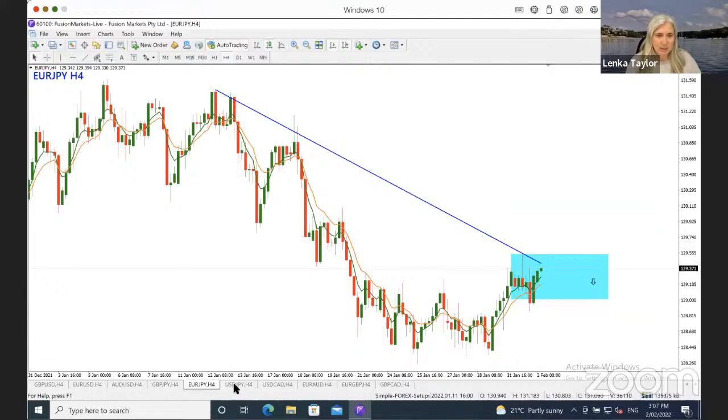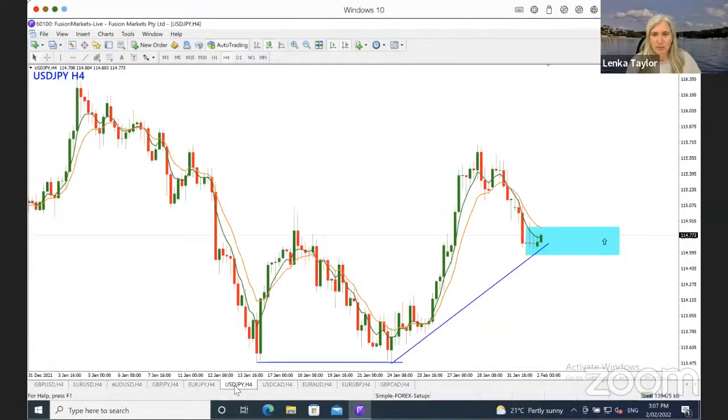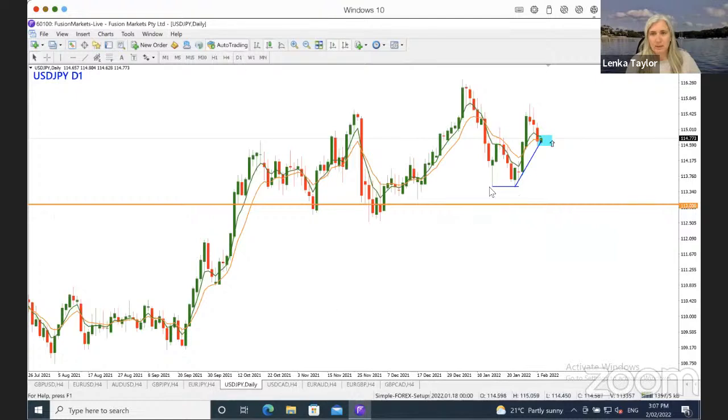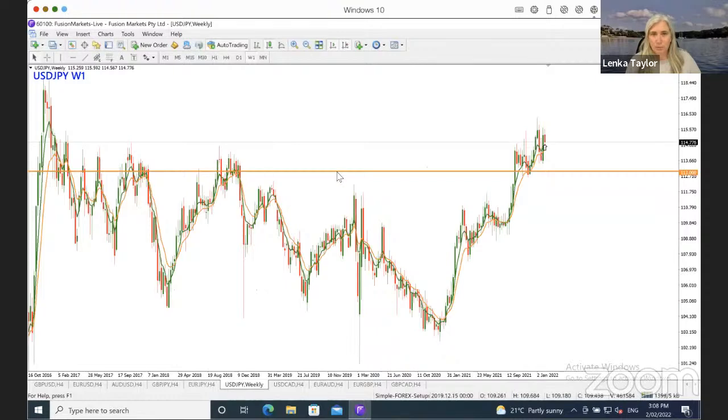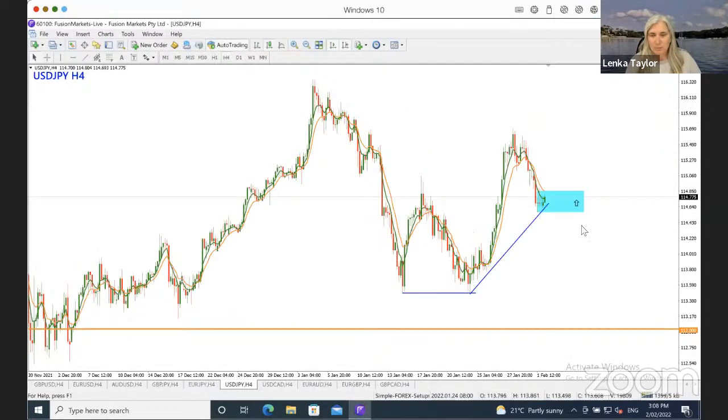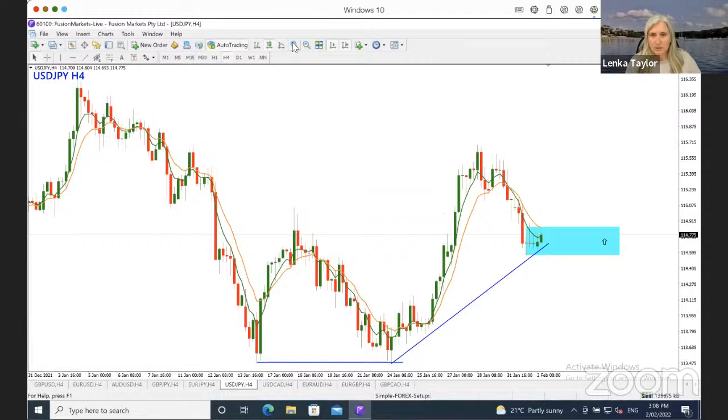Next currency pair I'm looking at is USD JPY, and I'm looking for a long. It's actually setting up quite nicely. So let's have a look on the daily. We had the double bottom and then it started to rise up, so we're still above that support. I'm still looking for a long at this point. We have plenty of room and the setup is looking quite good.